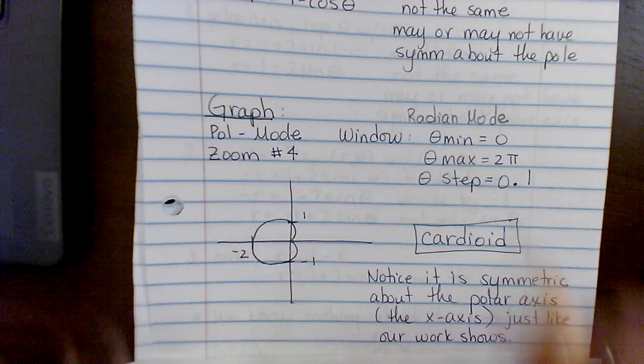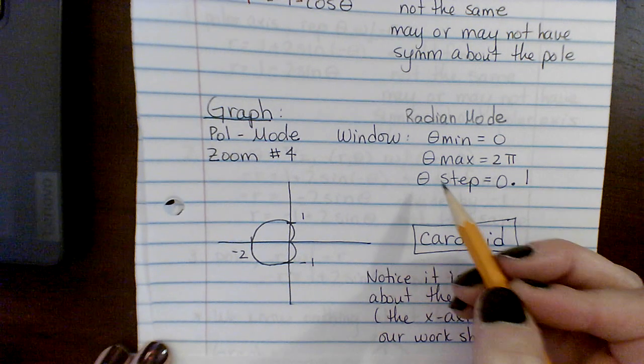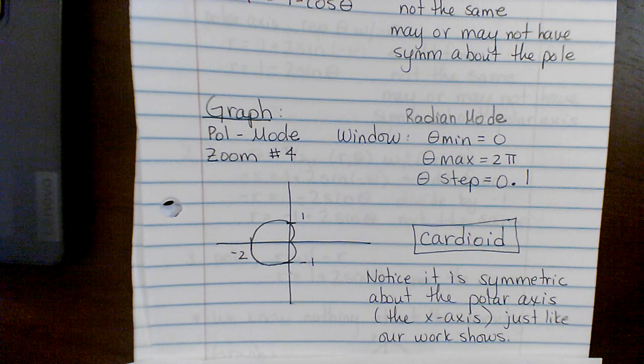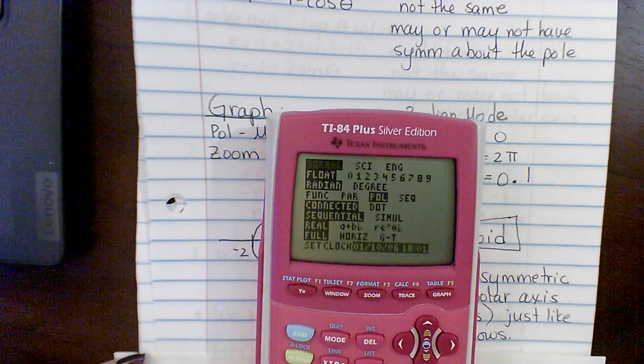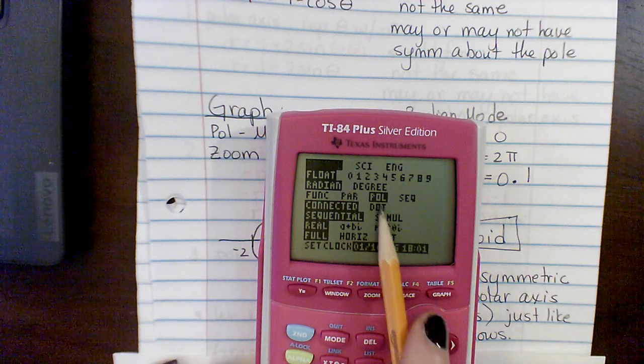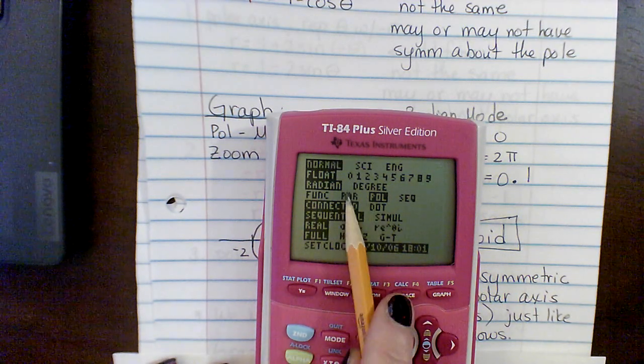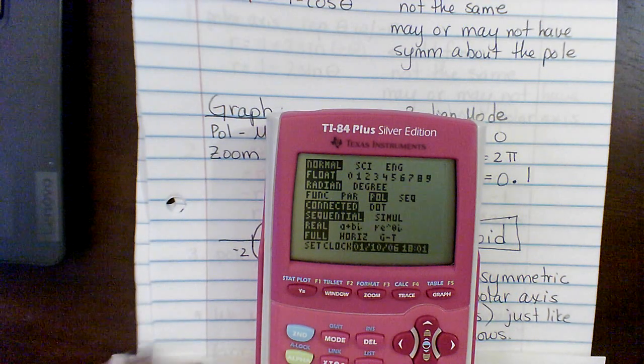I did go ahead and write out exactly how your calculator needs to be in order to graph this. You do need to be in polar mode. That means that you need to hit the mode button. Make sure you're in POL, polar mode, and radian mode for this.